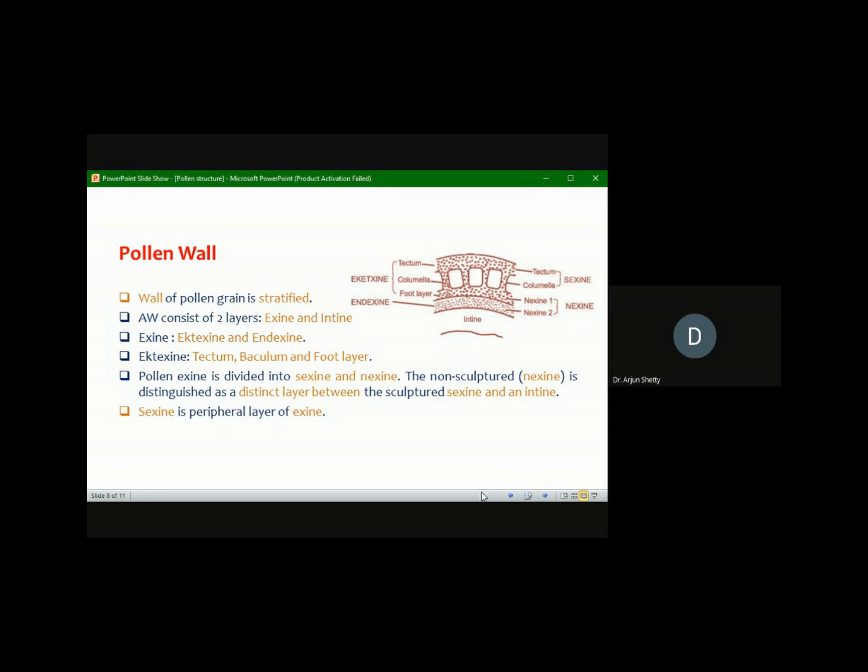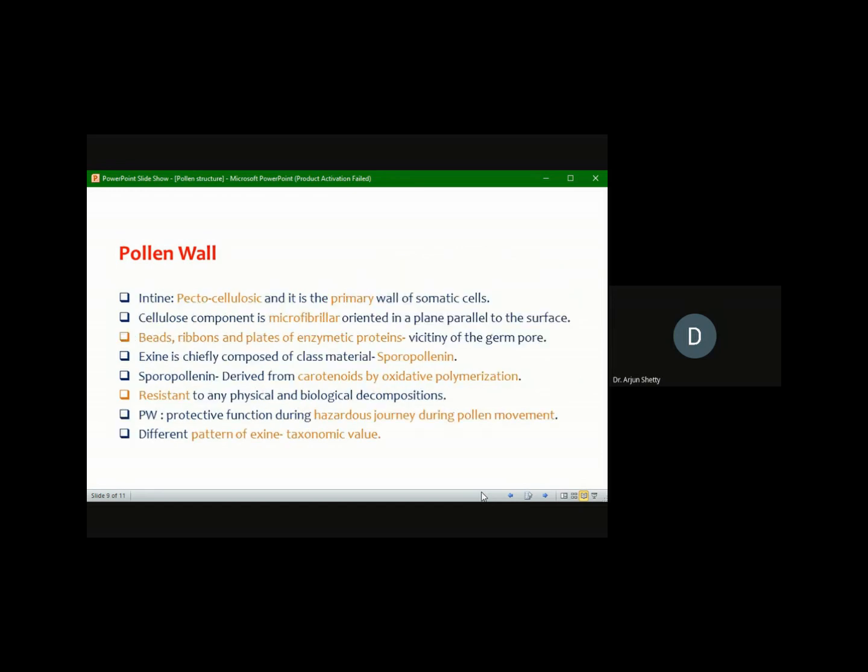Is it confusing? No? The main chemical composition of the sexine is sporopollenin as well as lipid bodies. In the intine and nexine, we are not going to see such deposition because they are inner to the exine, nothing but inner to the sexine only. We are going to see pectin components, in a very limited amount, as well as a chief amount of cellulosic components. It may be cellulose or it may be hemicellulose.